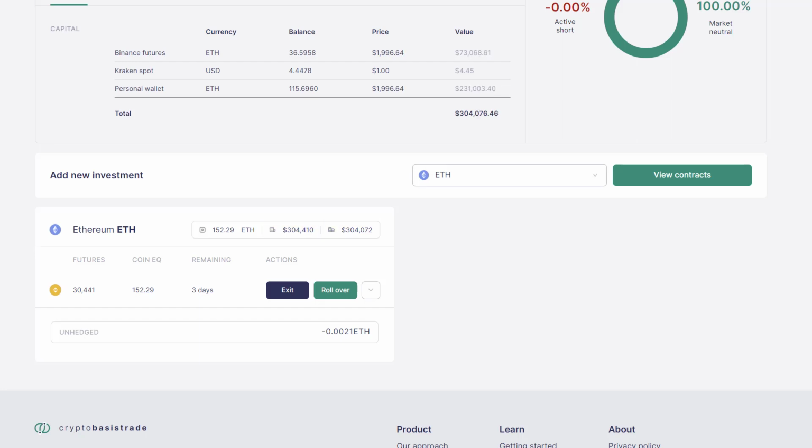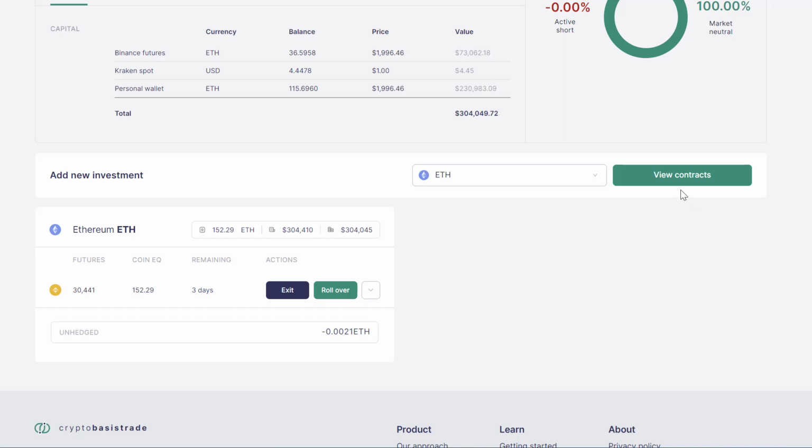Now we have two options. We can exit the trade completely and convert our position into fiat currencies or stablecoins, or, if we find the current spreads attractive and want to continue the trade, we could roll over our futures into longer-dated contracts. In any case, we do not want our futures to go to delivery, as it will leave our spot position unhedged. Let's roll over our futures position.